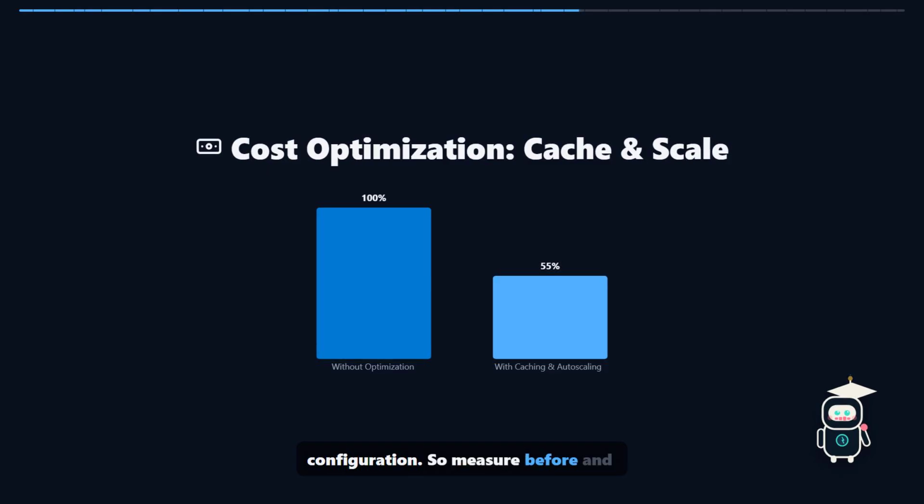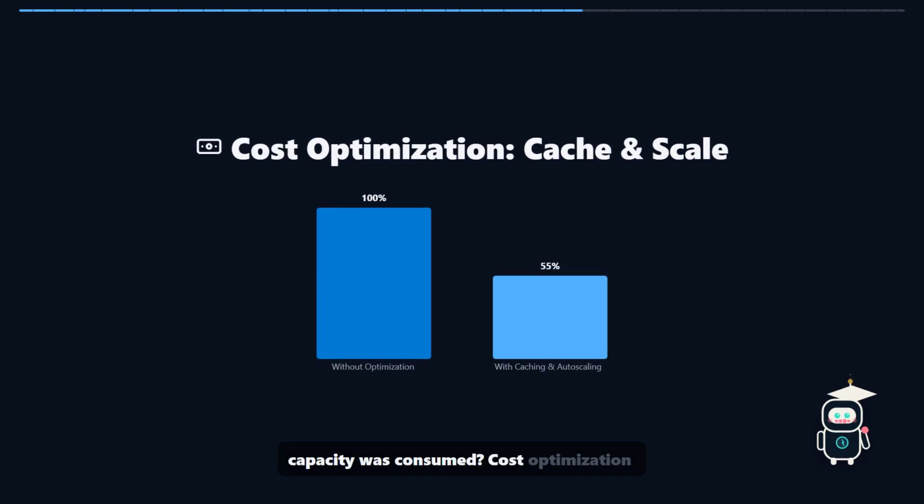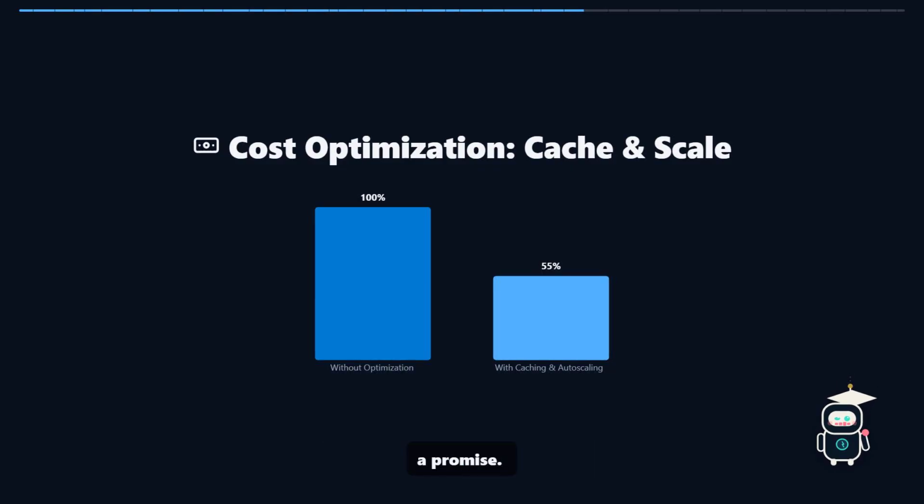So measure before and after. How many requests reach the origin? How much data was transferred? How much gateway capacity was consumed? Cost optimization is an engineering exercise, not a promise.